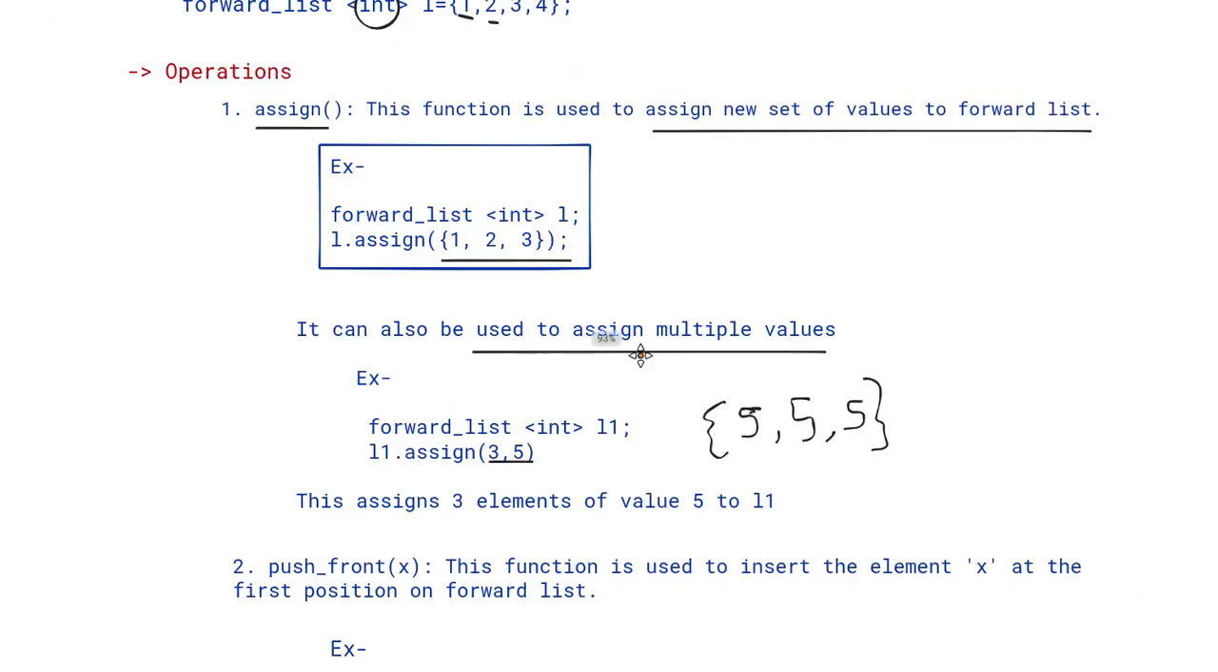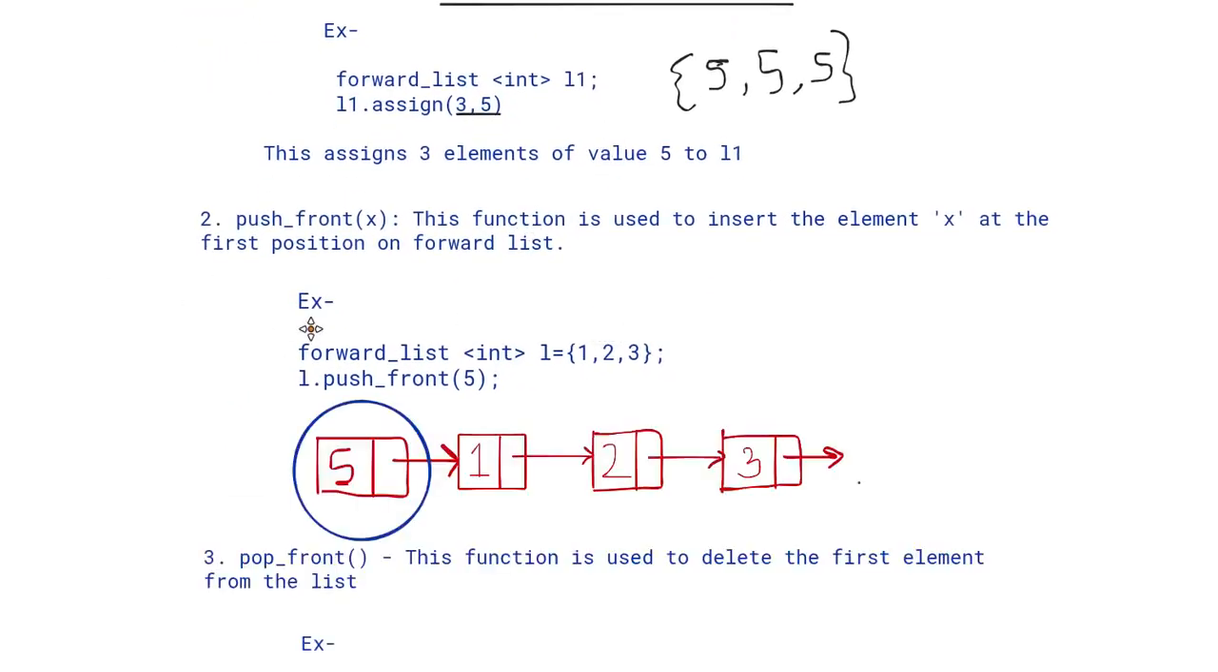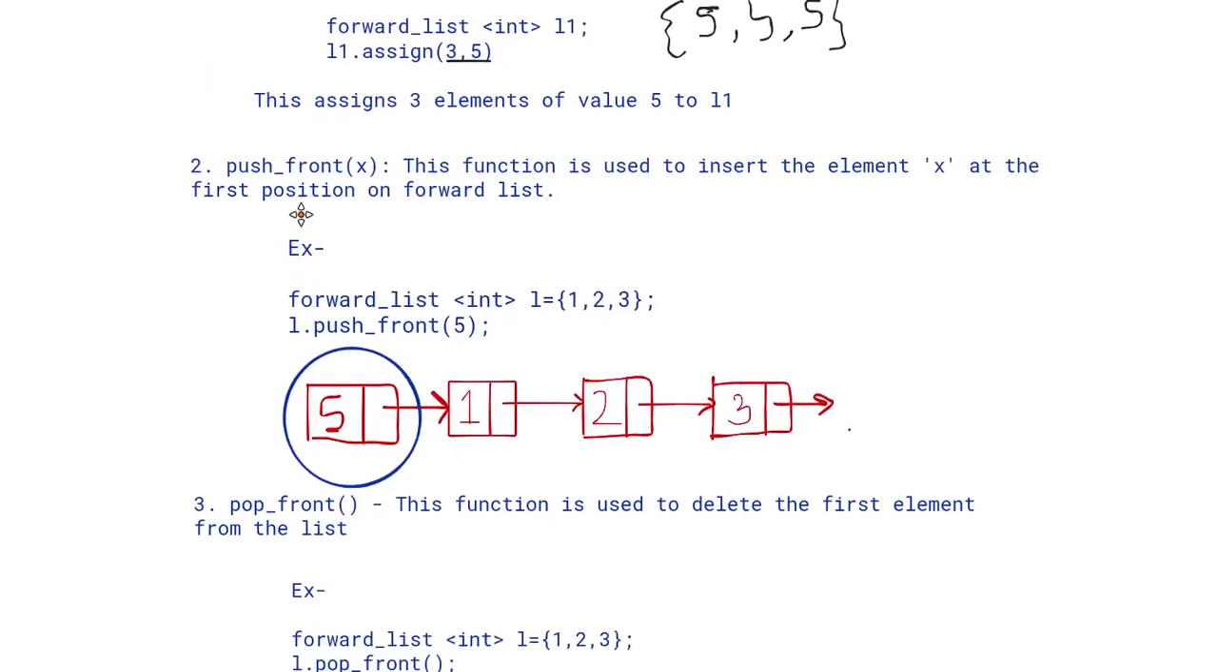Okay, next is push_front. What push_front does is it pushes an element x at the front of the list. Here we can see an example where we have a forward list like 1 2 3, then we push 5 to this list. What it does is push a new node 5 into the list, and it is in front, see, first position. This is what push_front does.